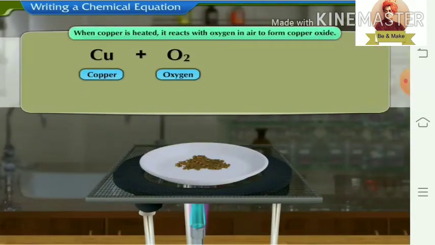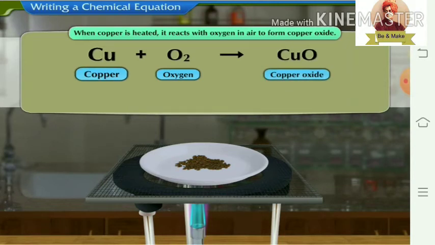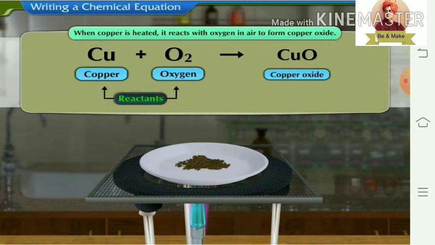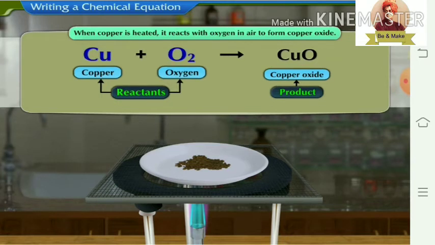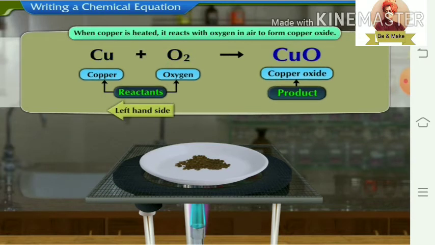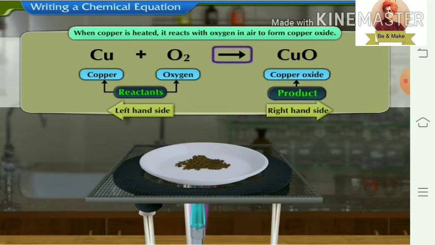When copper is heated, it reacts with oxygen from air and forms copper oxide. In this, copper and oxygen are the reactants, and copper oxide, which is formed, is the new substance called the product. The reactants are written on the left hand side and products on the right hand side of the equation, and an arrow is given between reactant and product. This whole representation is called a chemical equation.